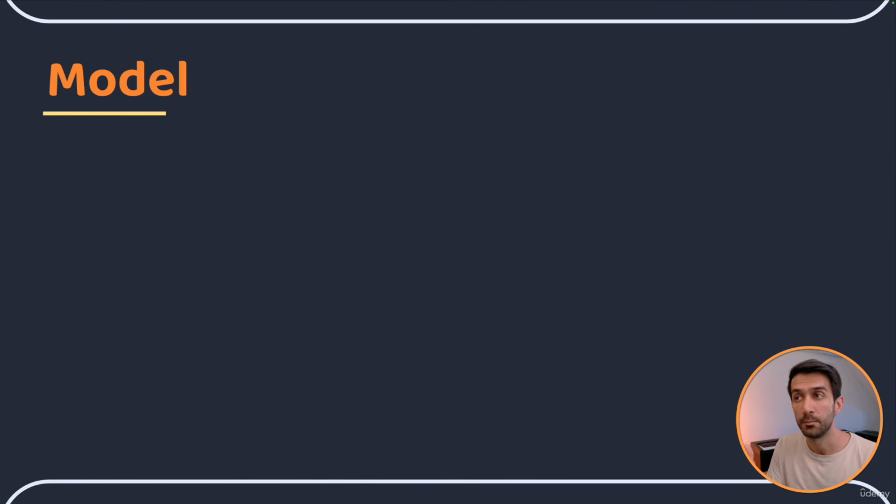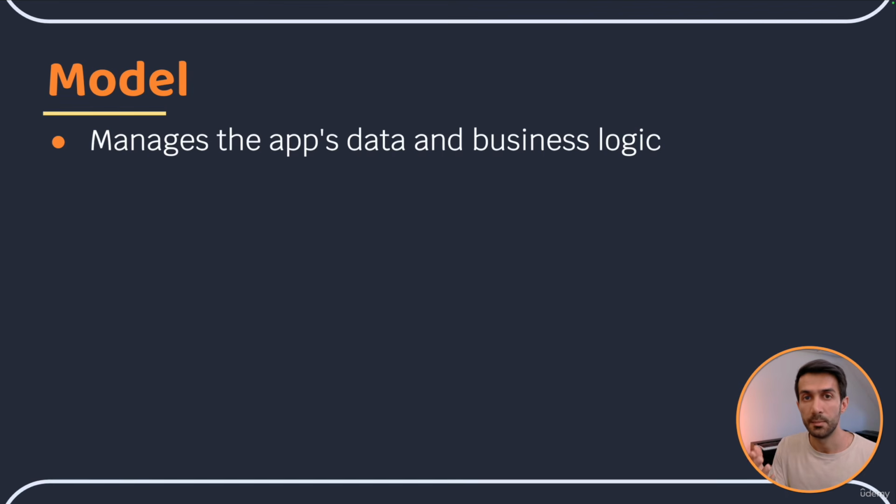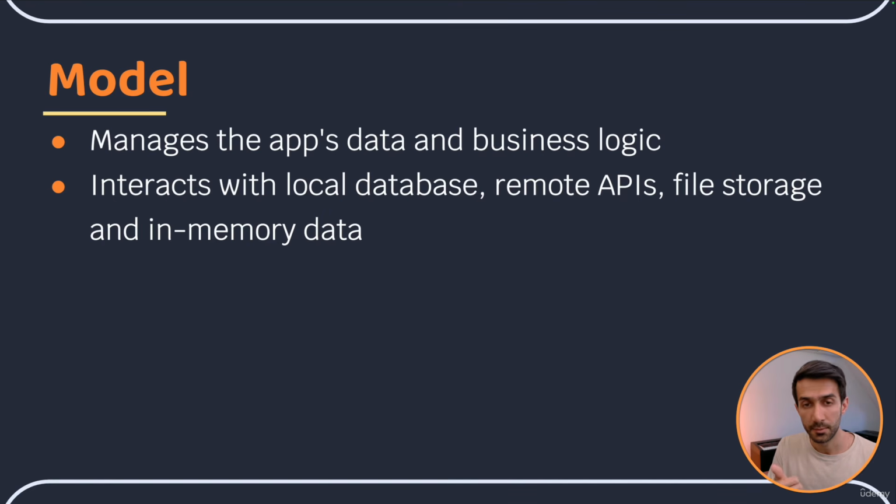The next layer, model. Model manages the app's data and the business logic. And it also interacts with local database, remote APIs, file storage, and in-memory data. So in our case, where we manage the data is the fake store API. This is why we created a separate class for it, to have it centralized there. And the business logic is the product data model.